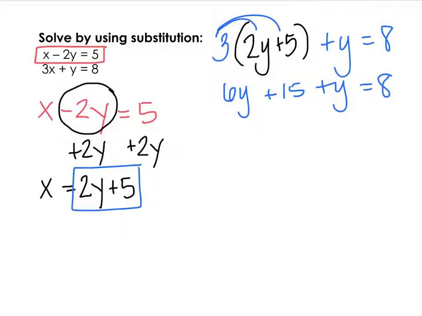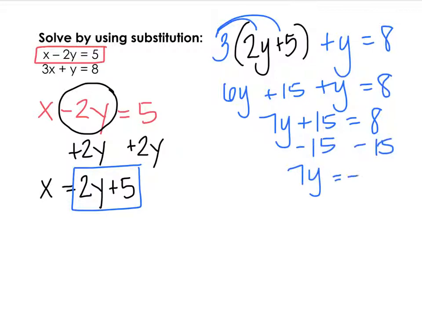So 6y and y can add to give me 7y plus 15 equals 8. I can subtract 15 from both sides. That gives me 7y equals negative 7. Divide by 7 and get y is equal to negative 1.